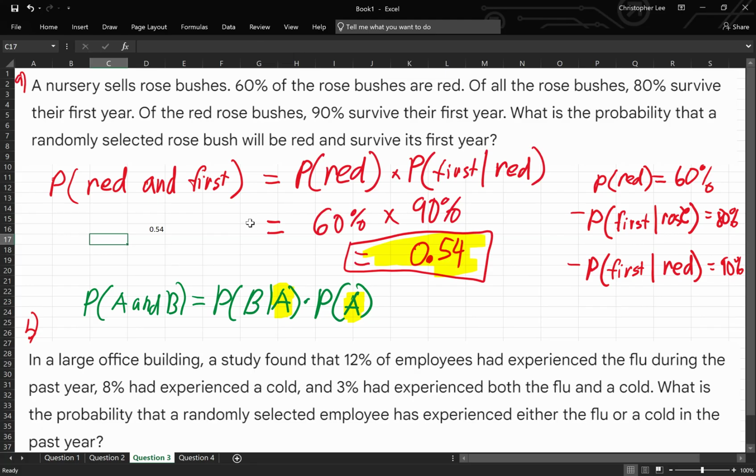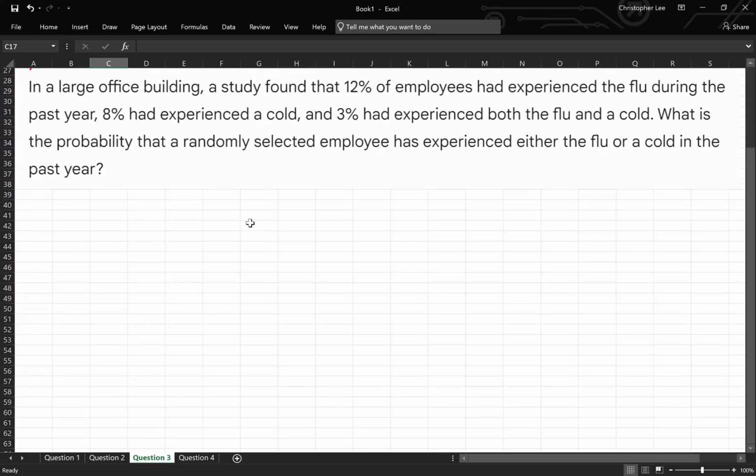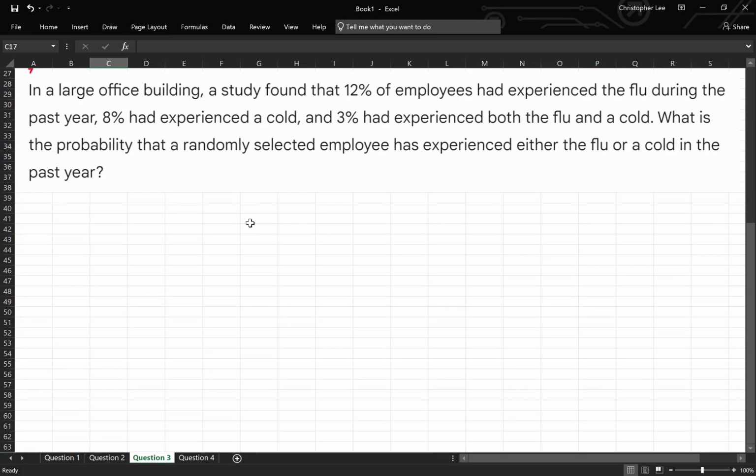Let's take a look at B. In a large office building, a study found that 12% of employees had experienced the flu during the past year. 8% had experienced a cold, and 3% had experienced both the flu and a cold. That sucks. What is the probability that a randomly selected employee has experienced either the flu or a cold in the past year?